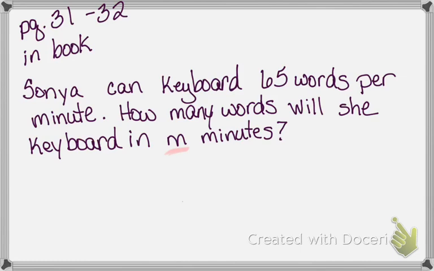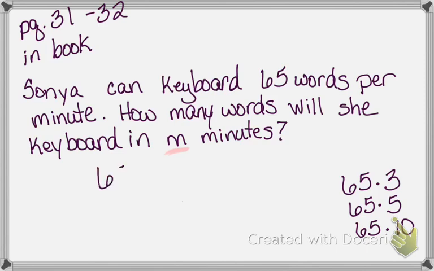Now think about, if she can type 65 words per minute, and I asked you, how many words can she type in 3 minutes, what would you do? 65 times 3. Okay? If I said, how many words can she type in 5 minutes, what would you do? 65 times 5. 10 minutes. 65 times 10. So what I'm asking is, how many can she type in M minutes? It is 65 times M. That's what it is. Okay?